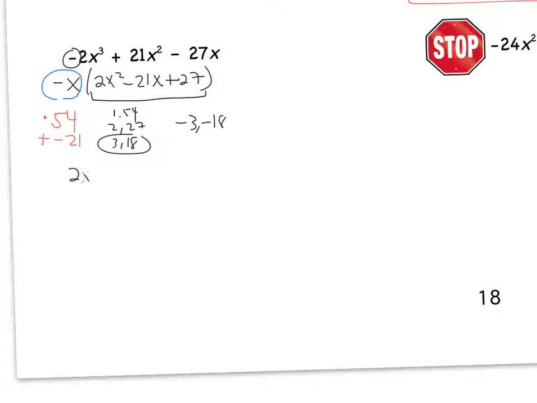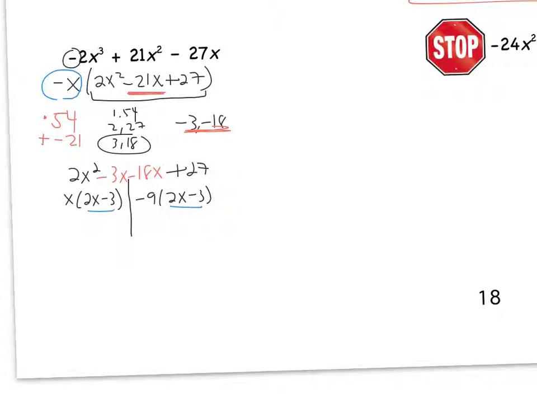So my 2x squared comes down, my positive 27 comes down. This negative 21x is going to be split into negative 3 and negative 18. So I have negative 3x, I have negative 18x. Now I put my line down the middle and I factor both sides. On the left side, all I can take out is an x, and I'm left with 2x minus 3. On the right side, I have negative 18 and positive 27, so I'm going to factor out a negative 9. This leaves me with 2x minus 3. At this point, I know I'm on the right track because my two parentheses match.